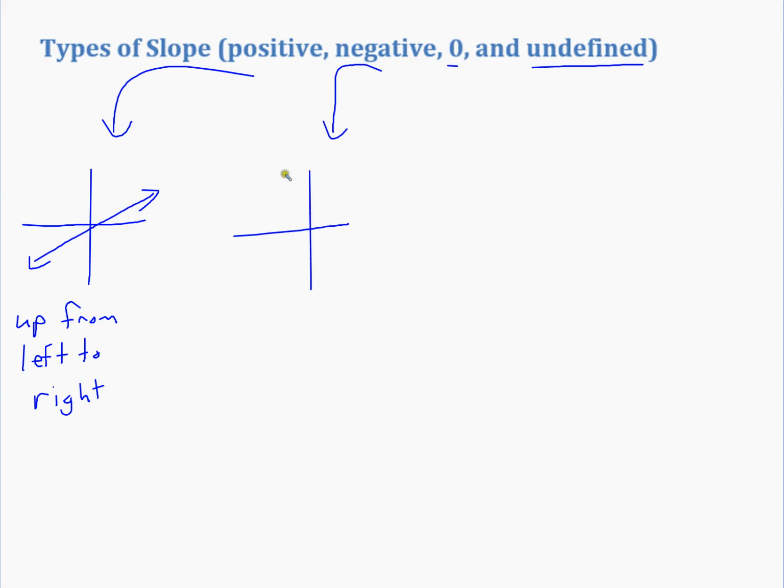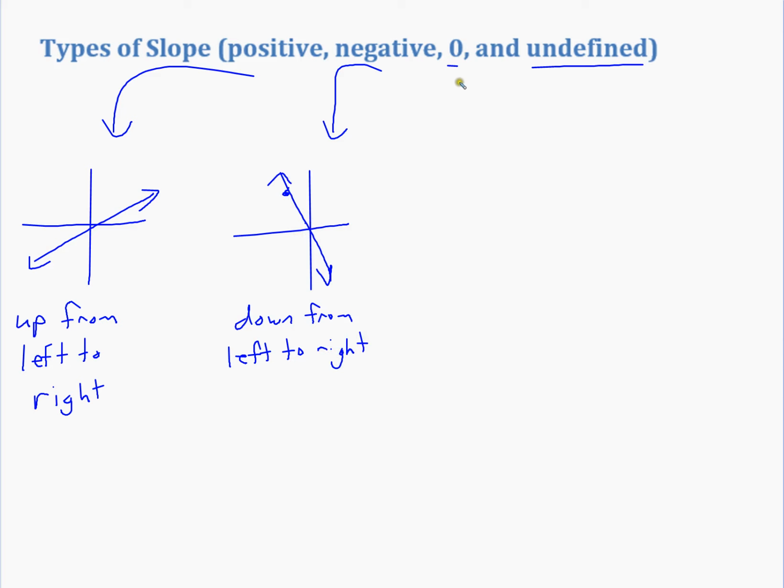A negative slope will be something that moves down from left to right. From left to right, it's kind of like when we read, we look from the left to the right. And so if we found slope here, if we picked this point and this point, rise would be down, a negative, run would be positive. So a negative over positive is negative.